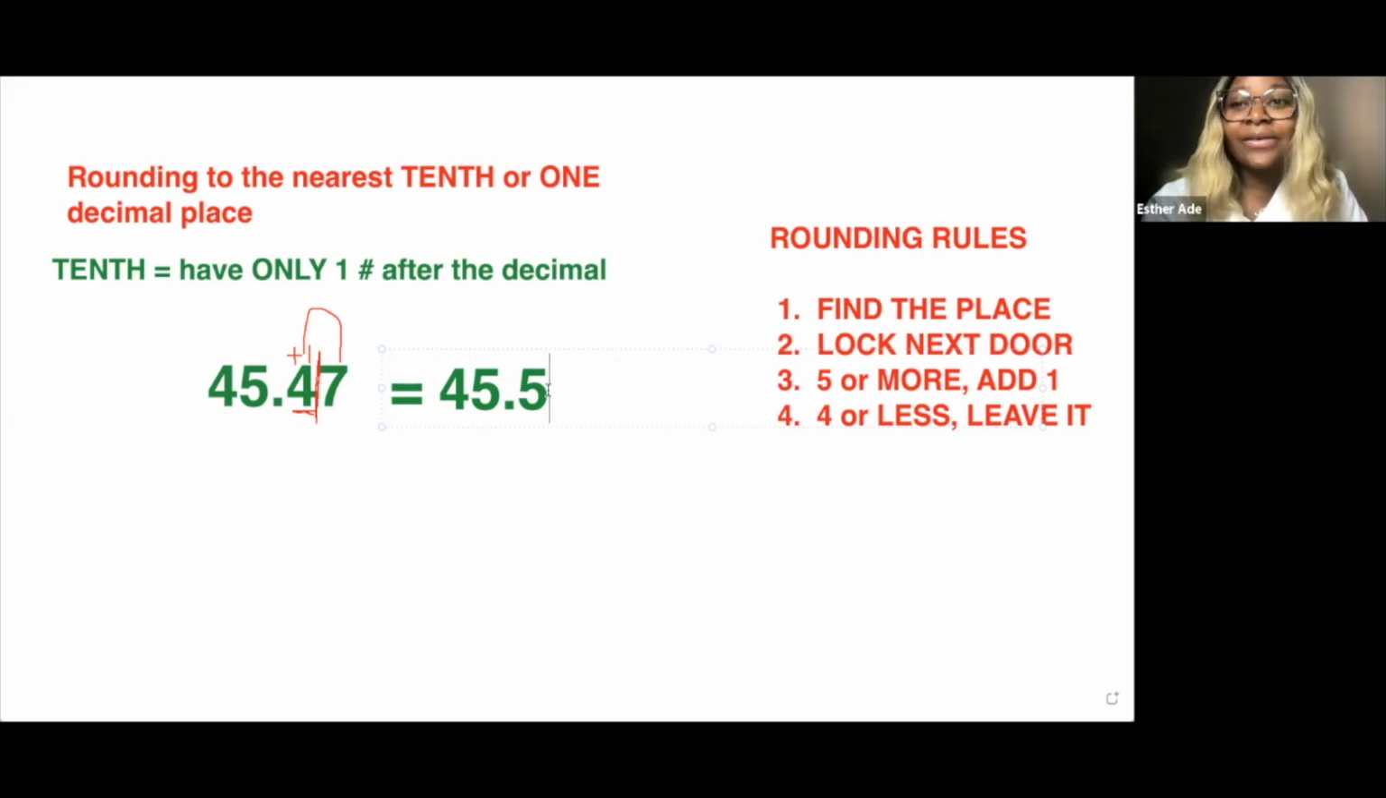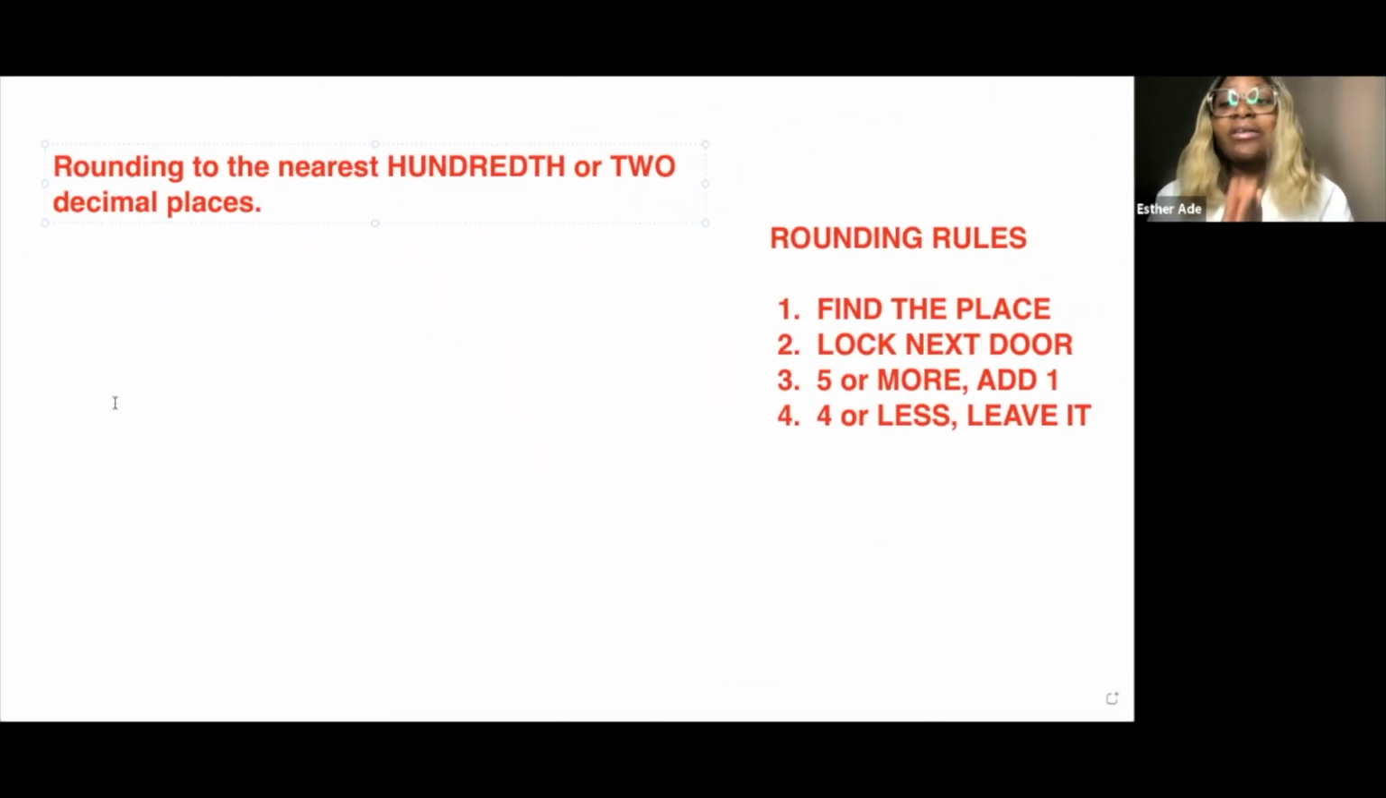So finally, we're going to look at rounding to the nearest hundredth place. Rounding to the nearest hundredth is sometimes also called rounding to the nearest 2 decimal places. Just the same way the nearest tenth was also called 1 decimal place, because one number has to be after the decimal. The hundredth, sometimes it's said round to the nearest 2 decimal places, they're still talking about hundredth.